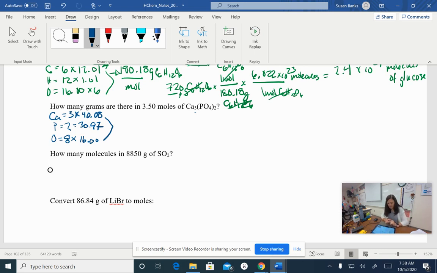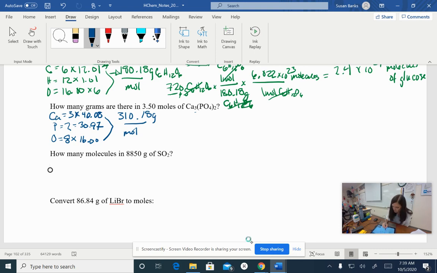So take a minute, stop the video, add that up. Okay. When you added that up, you should have gotten a molar mass of 310.18 grams per mole. Okay, how'd you do on that molar mass? Okay, the next thing we need to do is see what that question is asking. How many grams are there in 3.5 moles of calcium phosphate?